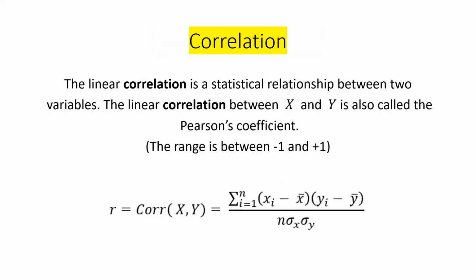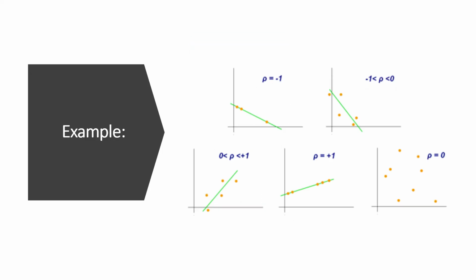Correlation. The linear correlation is a statistical relationship between two variables. The linear correlation between x and y is also called Pearson's coefficient. Its range is between -1 and 1, and it is calculated using the following formula. As an example, here we have 5 values of the correlation. We have when it is -1, when it is between -1 and 0, between 0 and 1, equal to 1, and when it is equal to 0, it indicates that there is no relationship between the two variables.